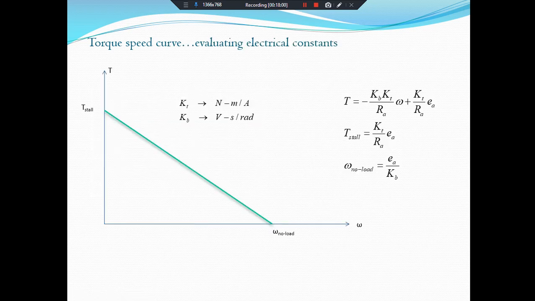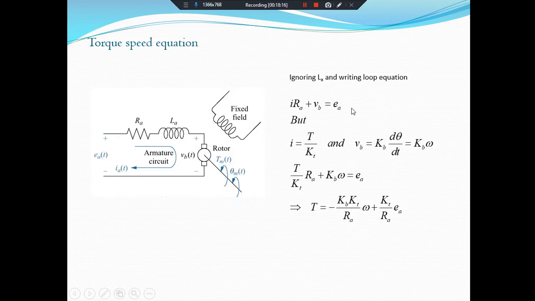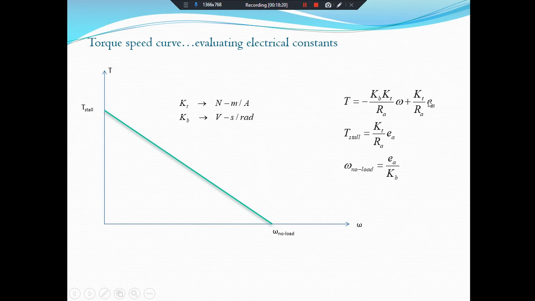Now we have to evaluate the torque speed curve. On the x-axis we have taken the angular speed, and here is the torque. The torque speed equation we have already derived. It's written here. Now here the torque will be maximum, but in this case the omega or angular speed will be 0, and when the angular speed is 0, this will be the T stall. What is the T stall? T stall is when there is such a heavy or maximum load on the motor that the motor stops rotating. This is the T stall.